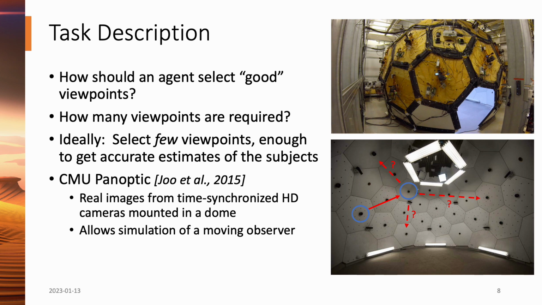In order to enable reproducible experiments and to focus on viewpoint selection strategies rather than controlling and interfacing with a physical robot, we emulate an active observer using the CMU Panoptic dataset. It is a multi-camera dataset with recordings of people interacting with each other. The time-synchronized cameras are mounted in a spherical dome encapsulating the scene. We then simulate an active observer by allowing the agent to change viewpoint by switching between different cameras.